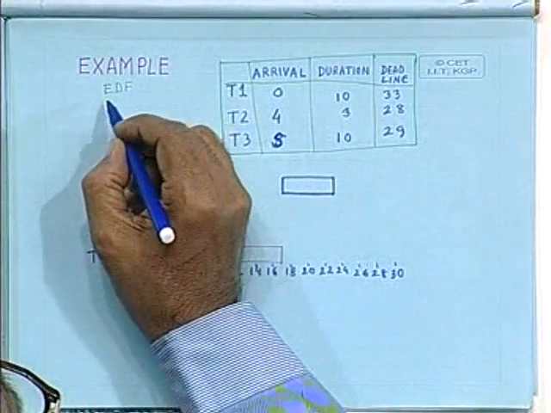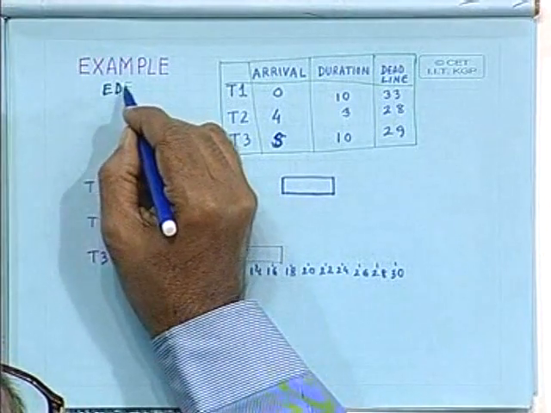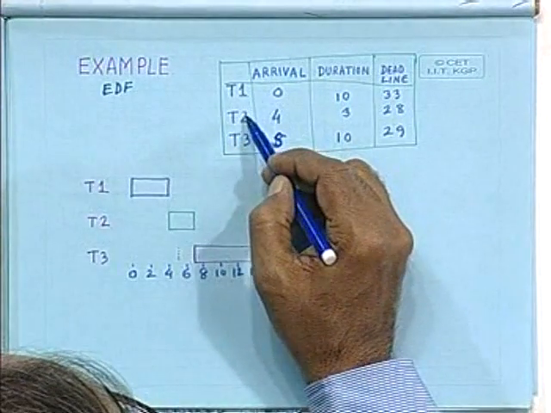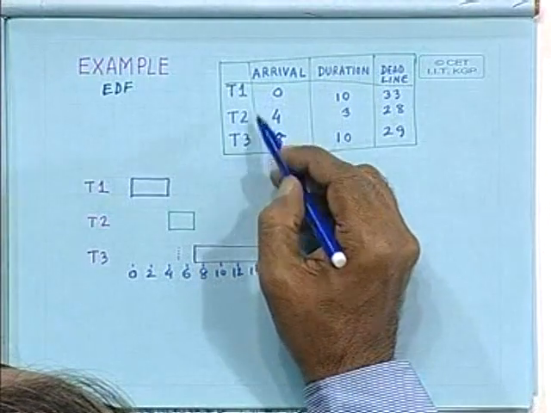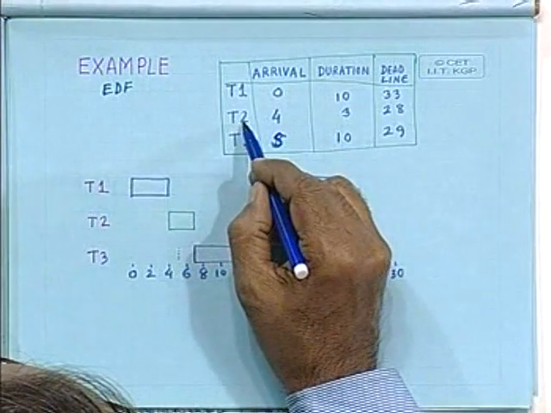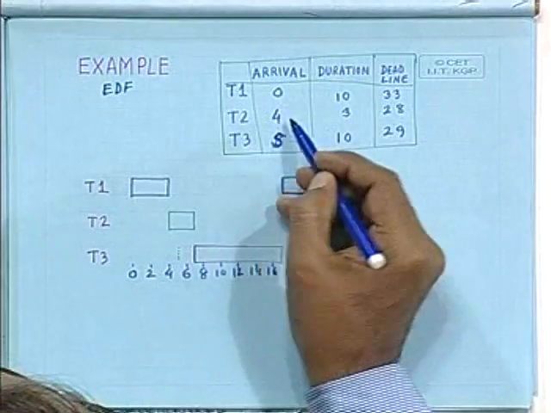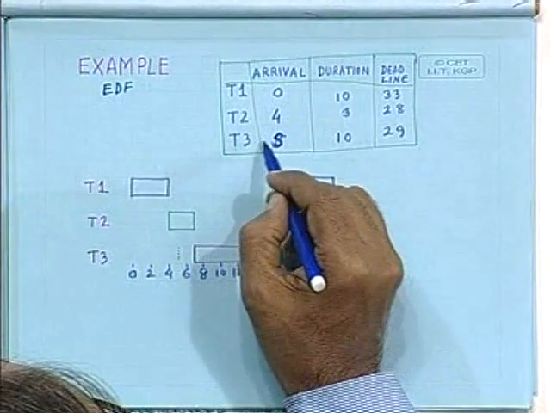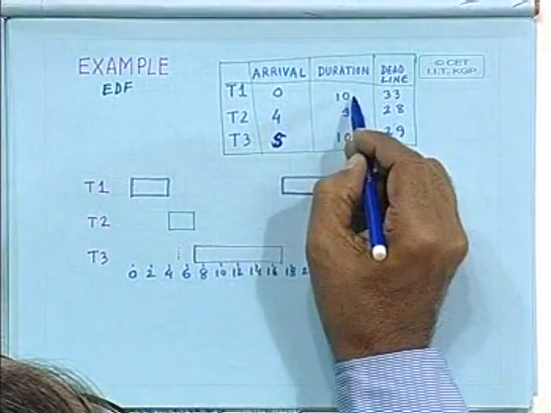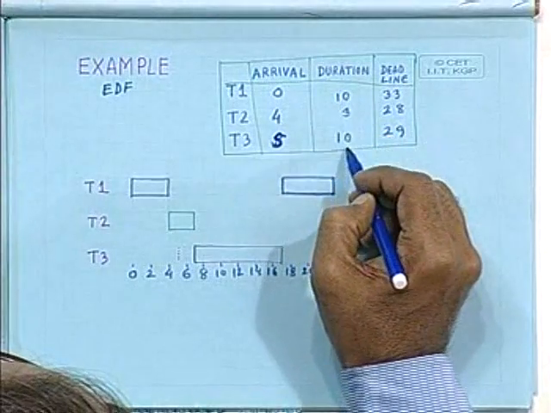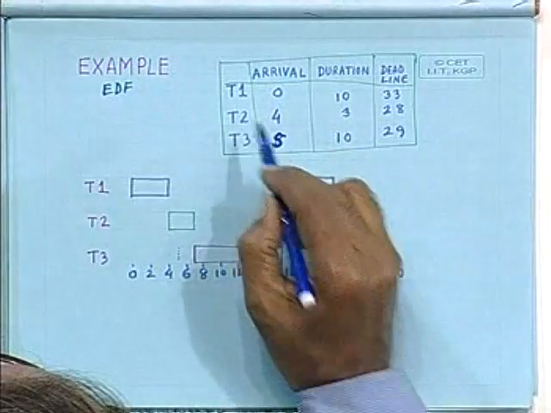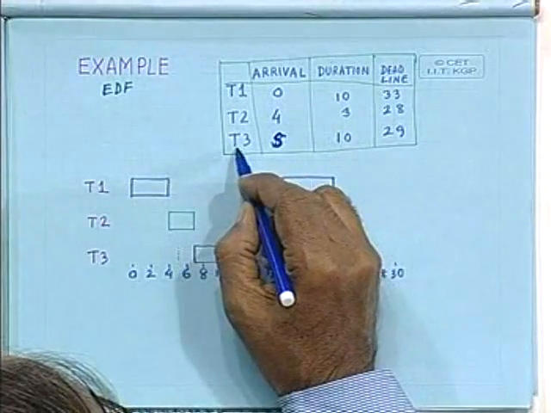This is essentially based on EDF. EDF stands for earliest deadline first. So here you see there are three tasks. They are asynchronous in nature. Task T1 arrived at time T0. Task T2 arrived at time 4, some time unit. Task T3 arrived at time 5, and each of the tasks has some duration of execution: 10 time units for task T1, 3 time units for task T2, 10 time units for task T3.